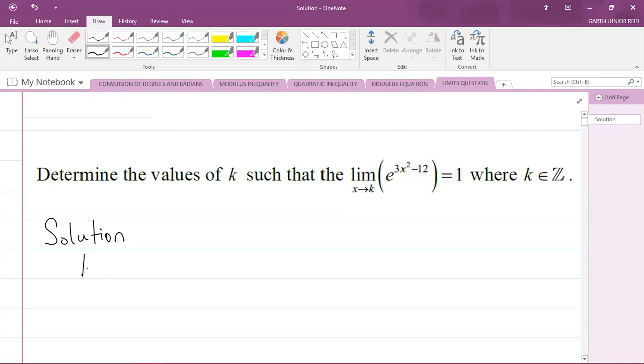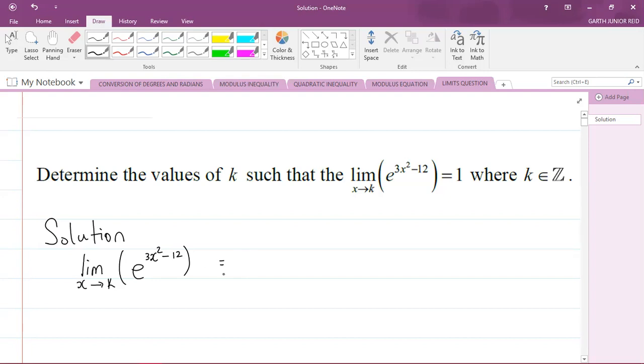Now, first of all, how would you calculate this limit? We want the limit of e to the 3x squared minus 12 as x approaches k. We don't know what k is; that k value, or values, is what we're trying to find. But how do you obtain this limit? Well, of course, you'd use direct substitution. Whenever we're doing limits, we just substitute that k value inside the function for x.